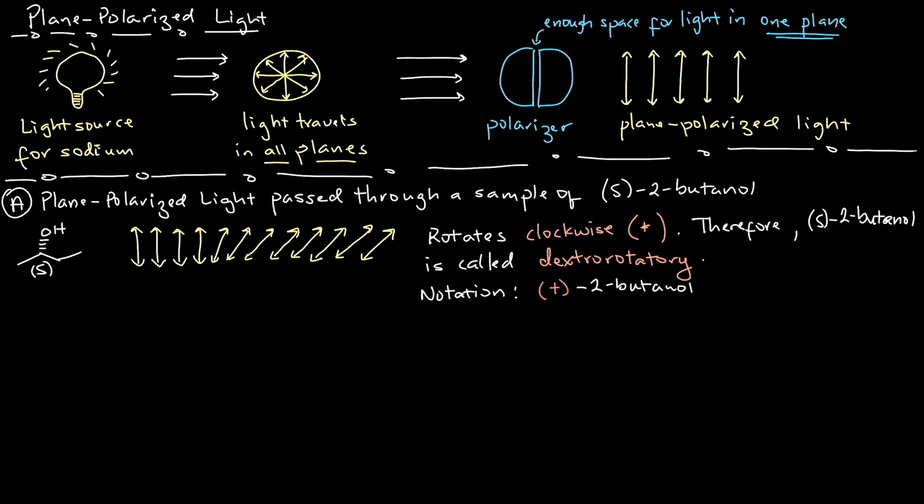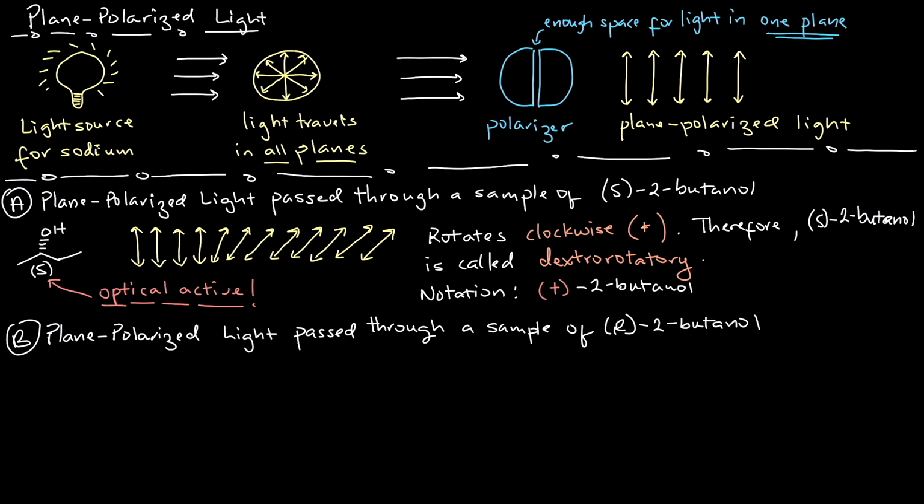We also can notate this experimental observation within the name of 2-butanol. So we can put that plus sign in front of its name and just call it (+)-2-butanol, and that would tell us that this particular stereoisomer of 2-butanol is dextrorotatory. In other words, it rotates plane-polarized light clockwise. And any compound that rotates plane-polarized light in any way is considered optically active. So that is what we call optical activity.